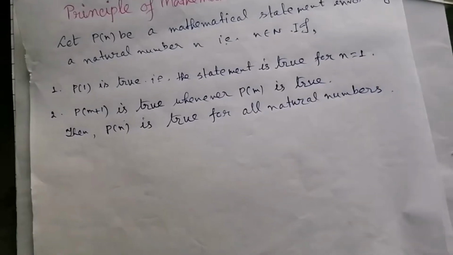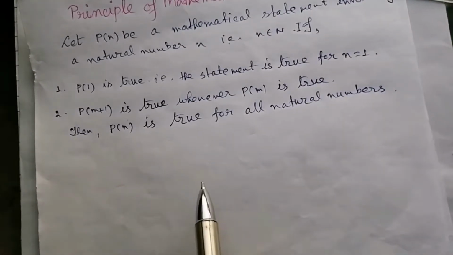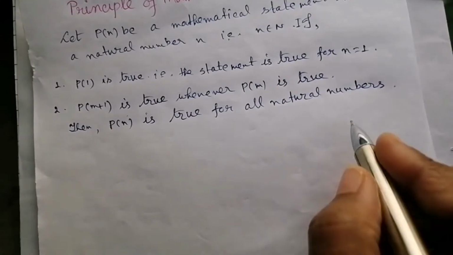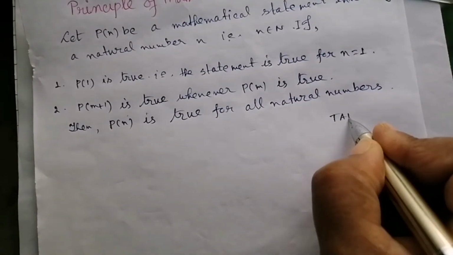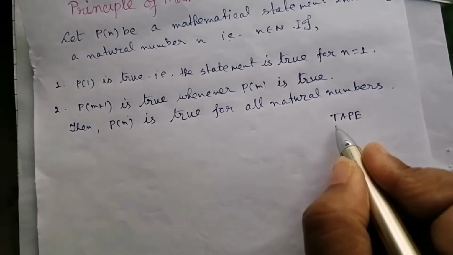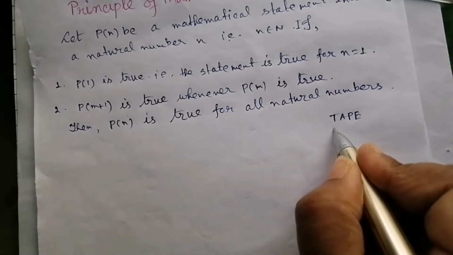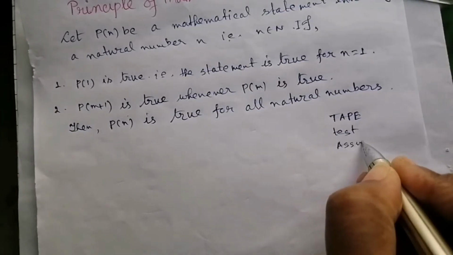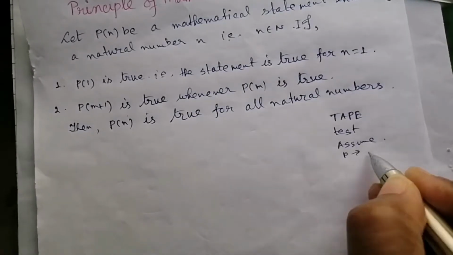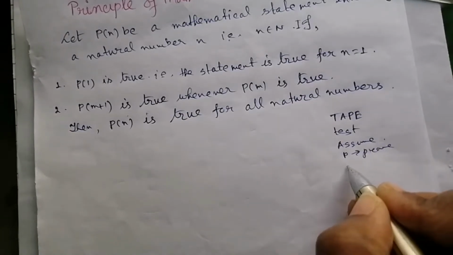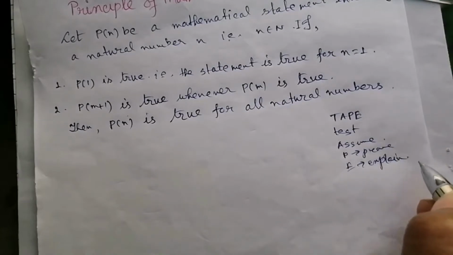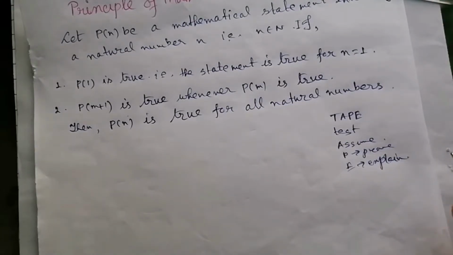Now, in my previous video, we said that we are going to solve the problems by the following formula, TAPE, where TAPE means T for test, A for assume, P for prove, and E for explain. By these steps, we are going to solve our problems.